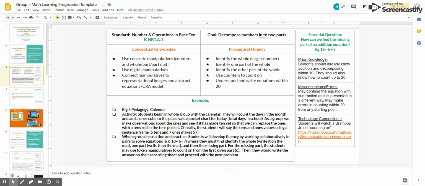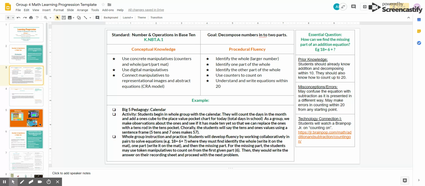As a group, we can make observations about the ones place and see if it has already made 10. If it has already made 10, we can actually replace all of the ones with a tens rod in the tens pocket. And then quarterly, the students will say the tens and ones value using a sentence frame. So they can say 5 tens and 7 ones makes 57. So that would be 57 days in school. Then we can move on to the whole group instruction and practice.